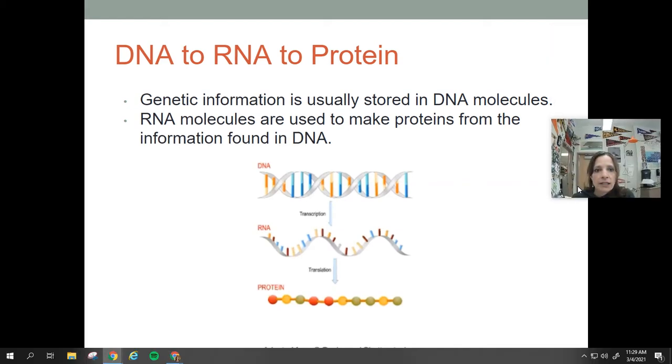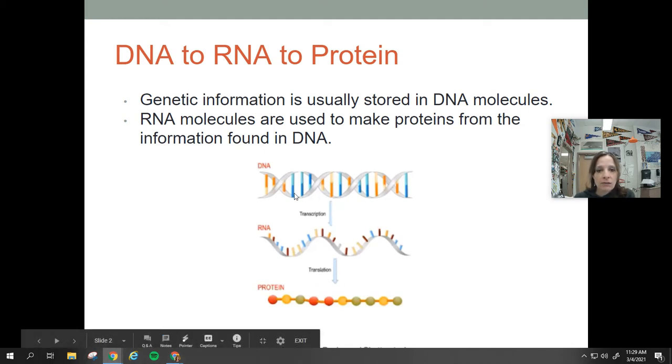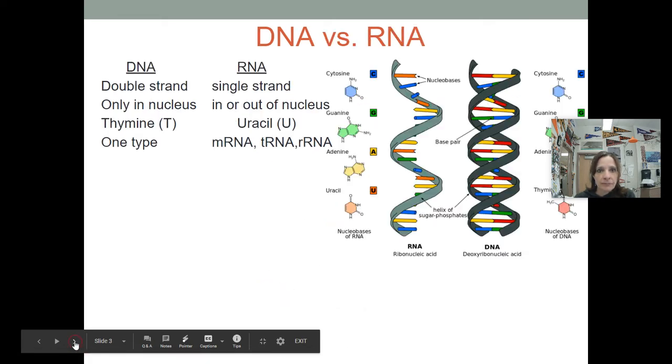So genetic information is stored in the DNA molecules or RNA molecules, and here's just a visual of here's your DNA transcribed into RNA and then into your polypeptide, which is a protein.